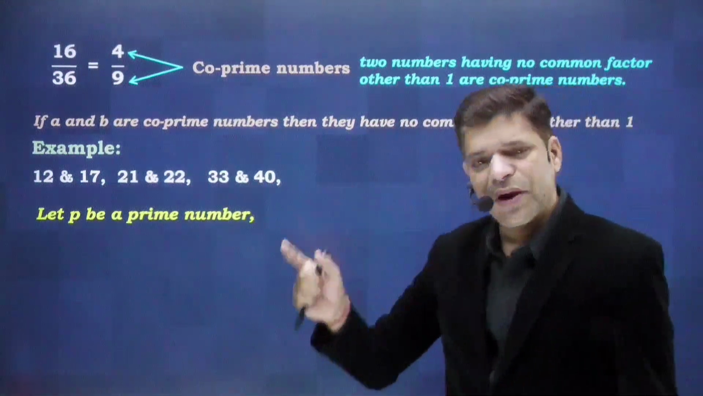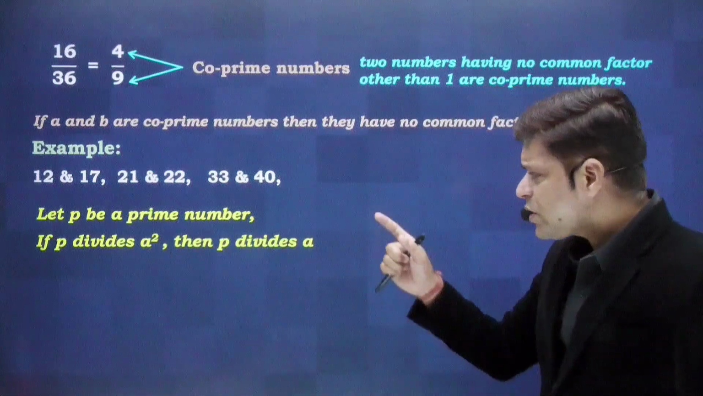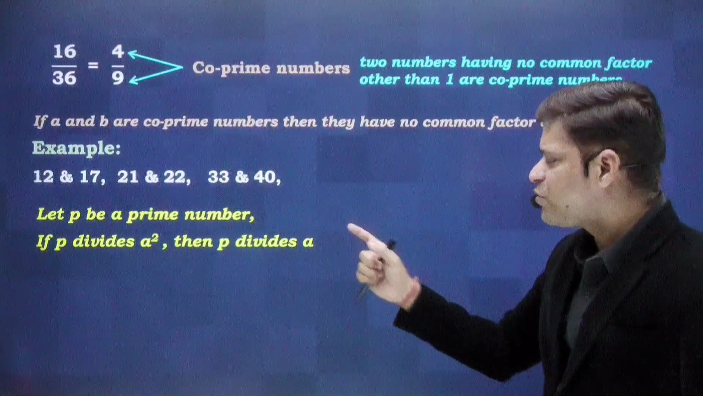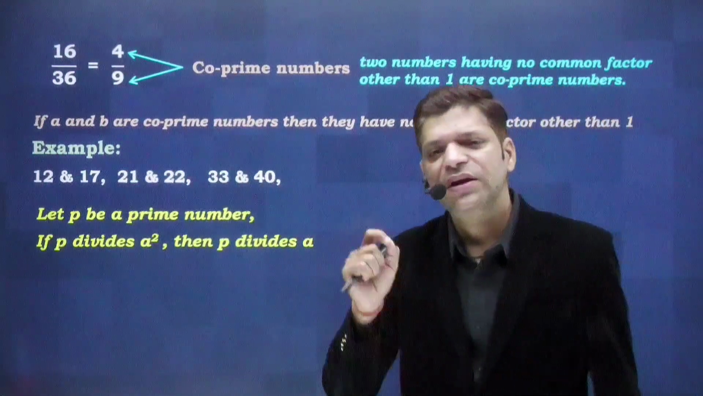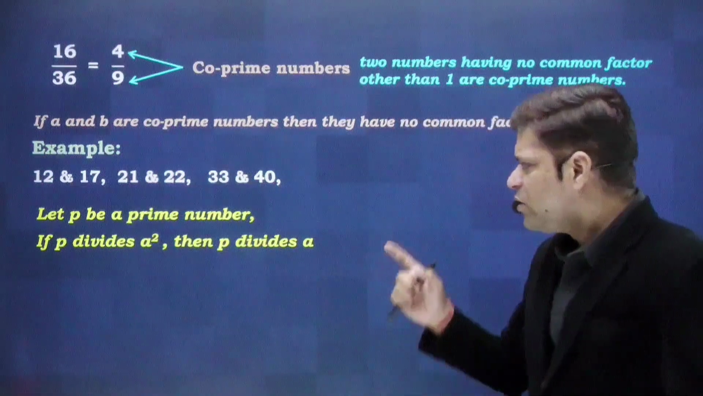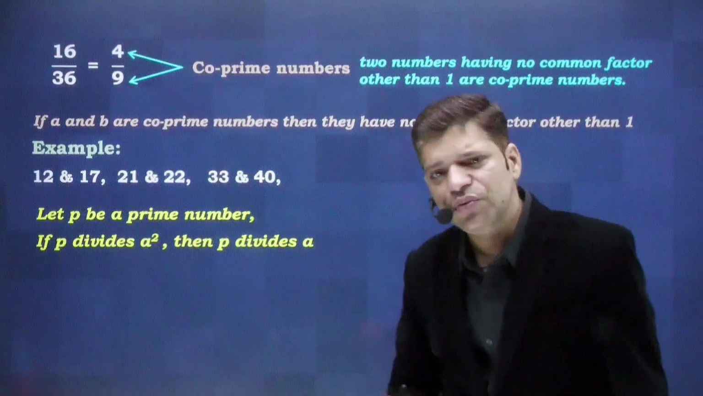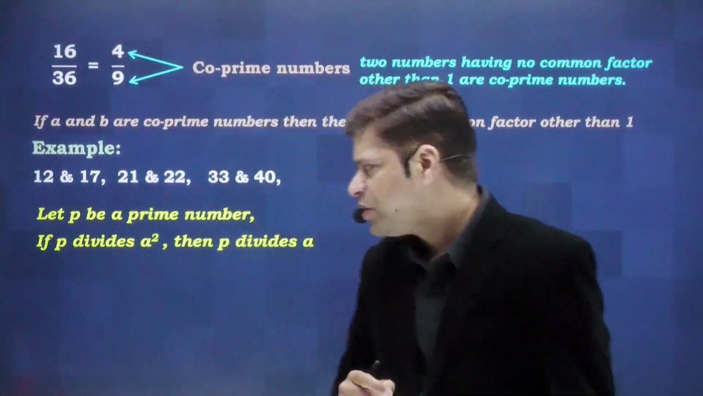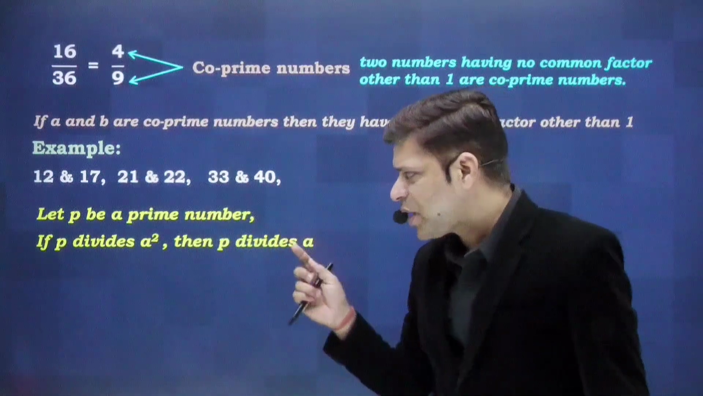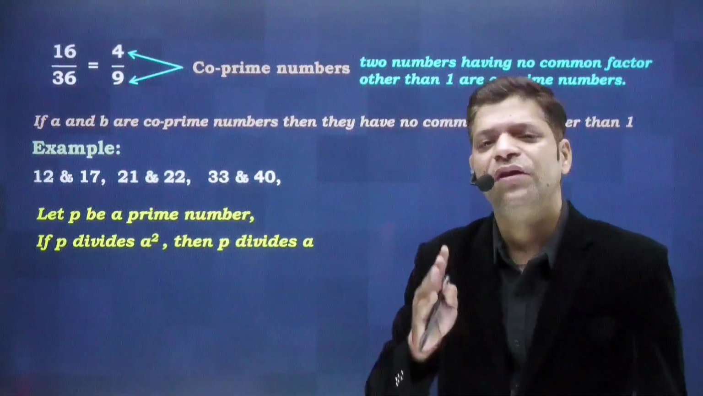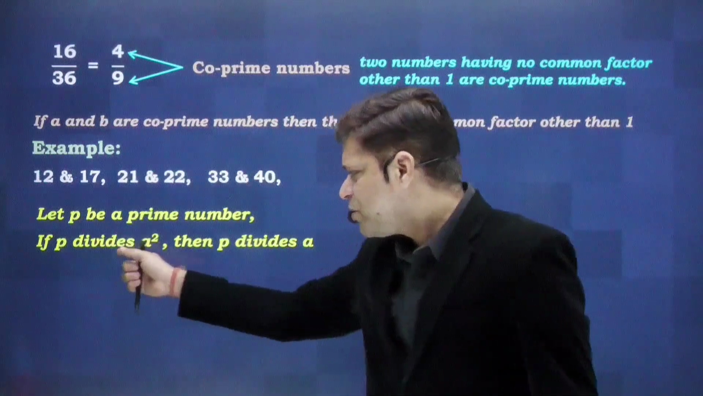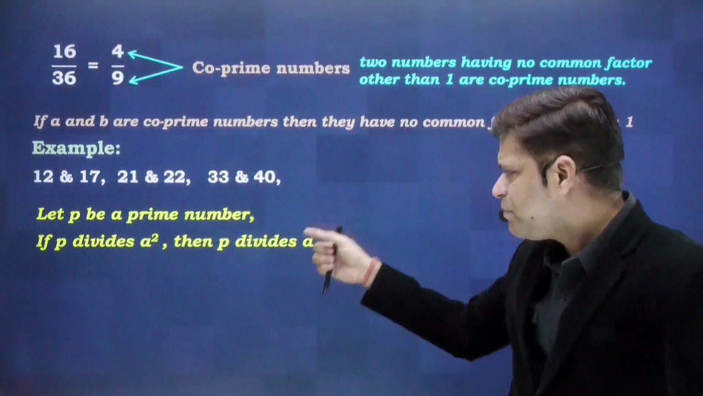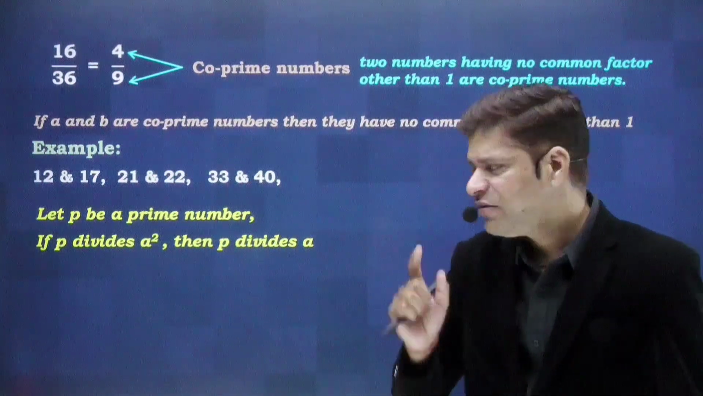Let p be a prime number. If p divides a square, then p divides a. This theorem we will use to prove the irrationality of numbers. Again, repeat: if p is a prime number and this prime number p divides a square, then p will also divide a.